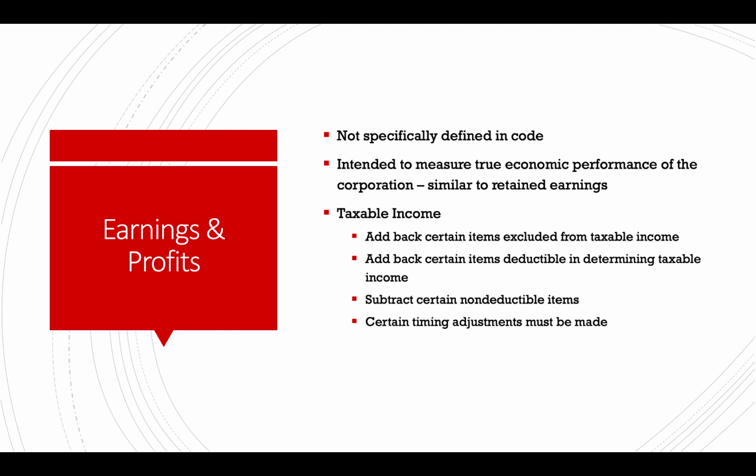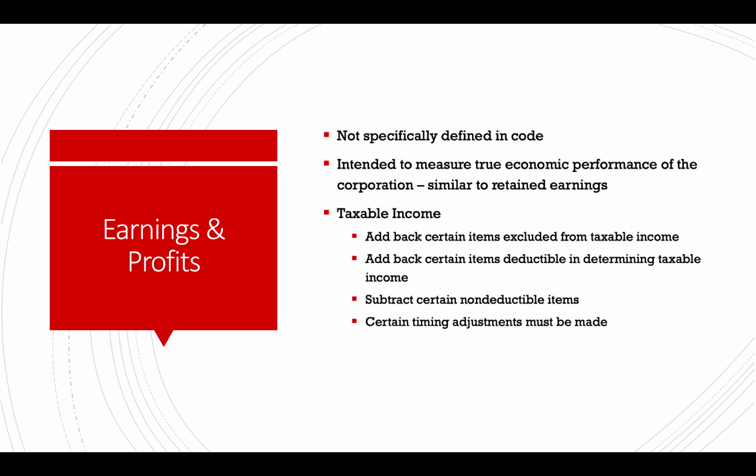As I said, earnings and profits is not defined in the code. It is answered in the regulations and in case law. It's intended to measure the true economic performance of the corporation, kind of like retained earnings. It's not exactly retained earnings, but it's kind of similar to retained earnings. So we are going to make some adjustments to taxable income to arrive at current earnings and profits. And remember, our goal here is to get to economic performance rather than just taxable income.